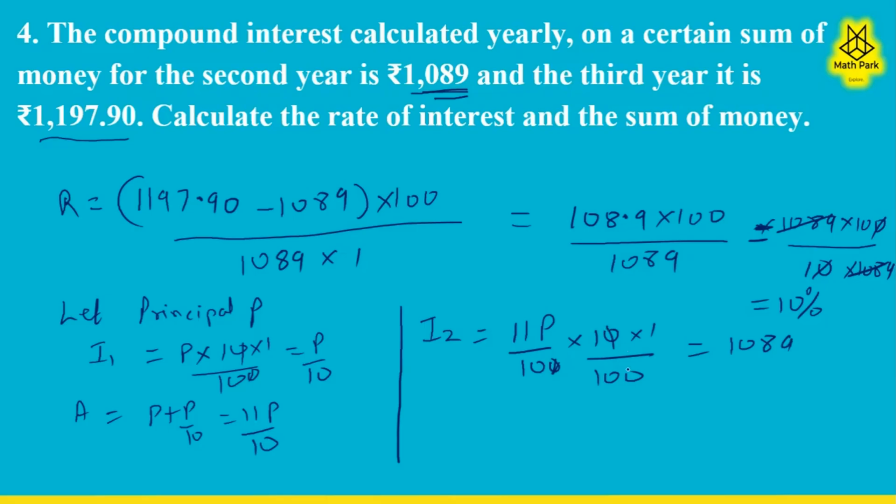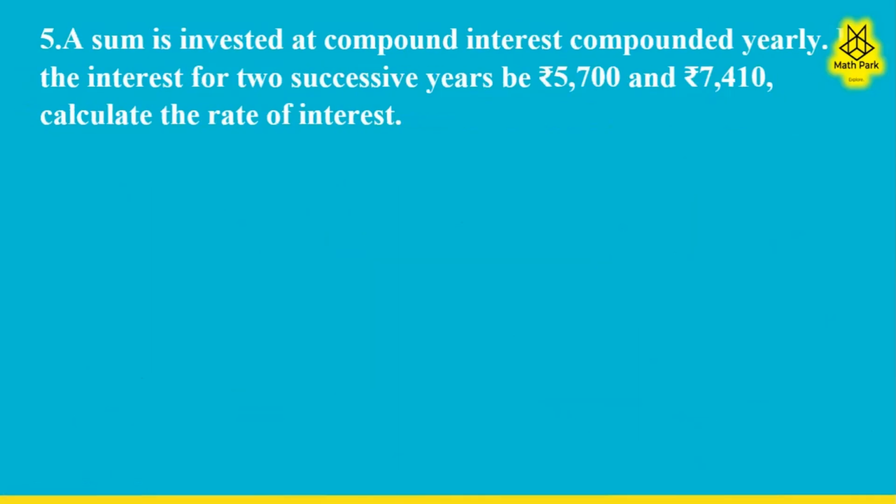So let us simplify this. So you get P equals, and the compound interest is given to you as 1089, so 1089 into 100 goes up, 10 into 10, 100 goes up, divided by 11. Dividing 1089 by 9, I get this as 99. So this is how I get 9,900 was the sum of money. Got it? Moving to question number 5.